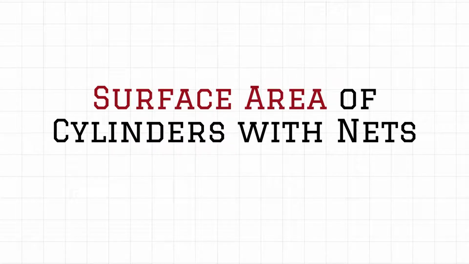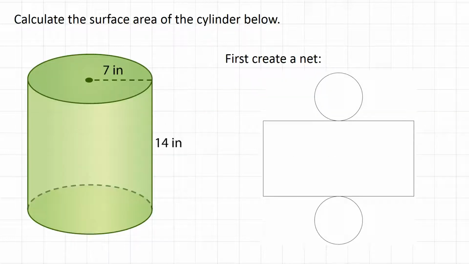Here we'll use the net of a cylinder to help us calculate its surface area. We have our cylinder here with the measurements on it, and then we're going to use our net to transfer those measurements. So this 7-inch radius on the circle on the top of the cylinder would be 7 inches here on the net of the cylinder. And if that's the radius on the top of the cylinder, it's got to be the same as the radius on the bottom. So this is another 7-inch radius circle.